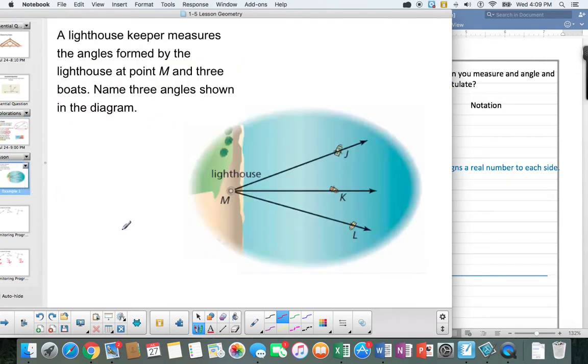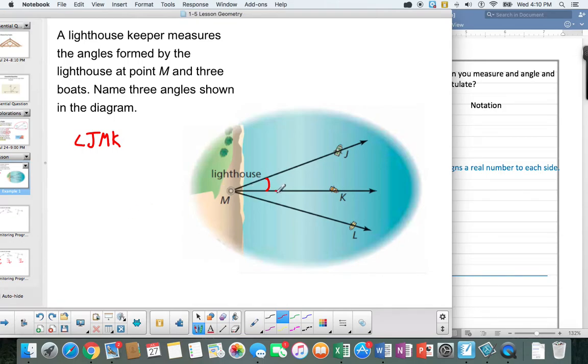Okay, here's an example. We have 3 angles here, and we would like to name all 3 angles. I'm going to try to name this angle right here. And I cannot say angle M because you would not know whether I was talking about this angle, the other angle, or the big angle. So in this case, I have to use the 3-letter option. So I'll say J, M, K. Now I could reverse J and K, but M still has to be in the middle.